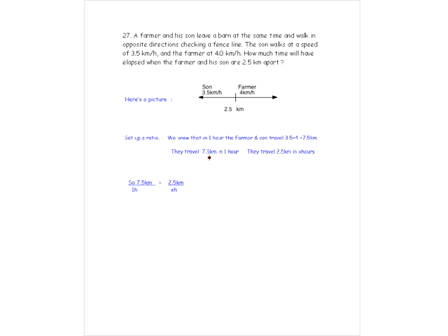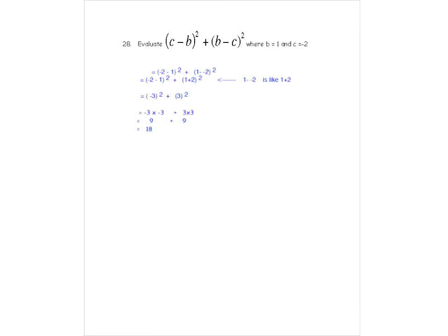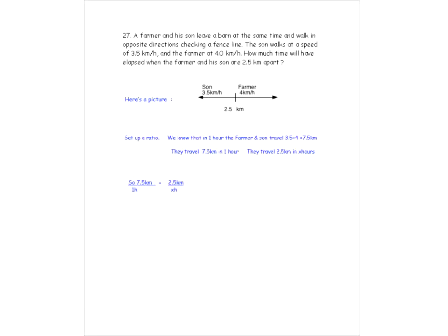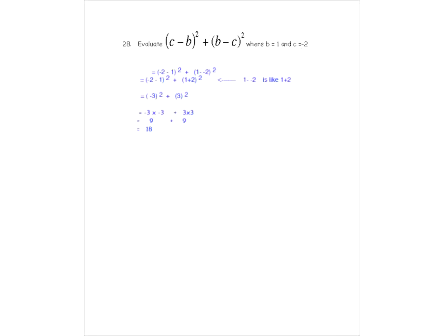Okay, so we know that it's going to be 7.5 kilometers in 1 hour, 2.5 kilometers in X hours. So we set up this proportion, and once we set up this, then we can solve it using cross-multiplying. 7.5 times X, and 7.5X is equal to 2.5. Okay, so that's our equation. Then we just solve the equation for X. I'm not actually going to do that here. You guys can continue with that, but that's the basic idea, since we've done that sort of thing in some other problems already.